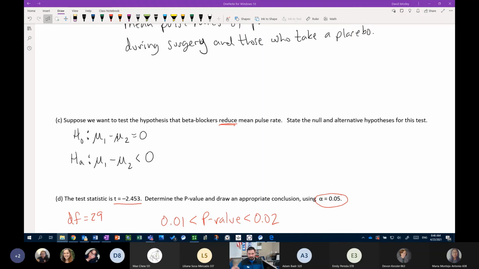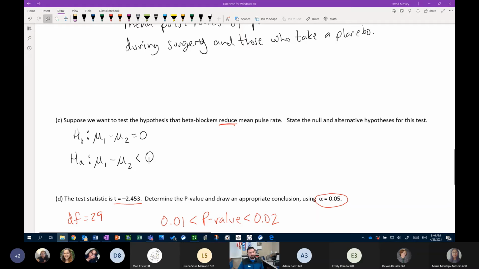All right, since it's already been defined, we can use it. We're talking about the same problem with the same context. If you want to be extra sure, you can say that mu1 and mu2 are defined the same as in part A or part B, and that will suffice as well. And then our alternative is that mu1 minus mu2 is less than 0.